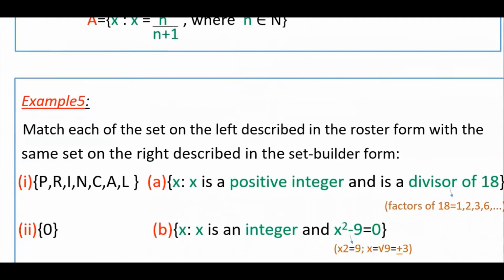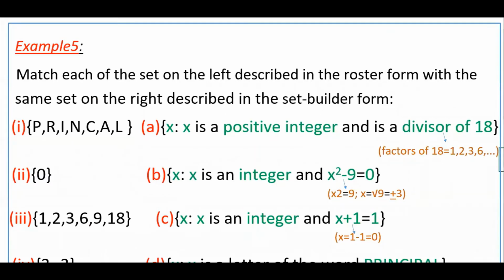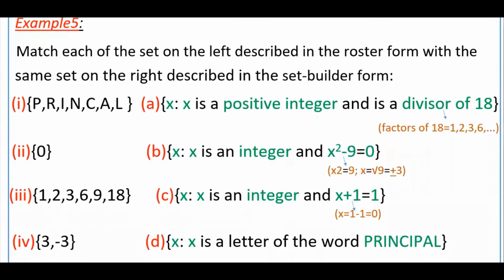And next example is example 5. Here, match each of the sets on the left described in the roster form with the same set on the right described in the set builder form. So here on the left side, the sets are given in the roster form, and on the right side, the sets are in the set builder form. You have to match these two sets. So first, see here, these sets we will easily understand, but on the right side, first you have to write the elements of these sets, because these are in set builder form. You have to write the elements of these sets.